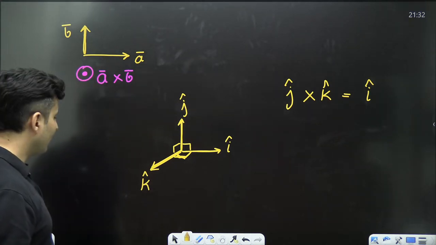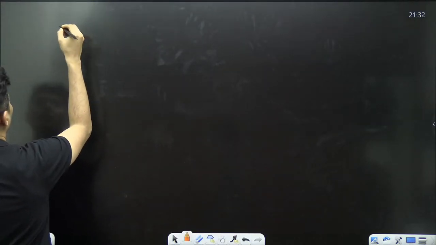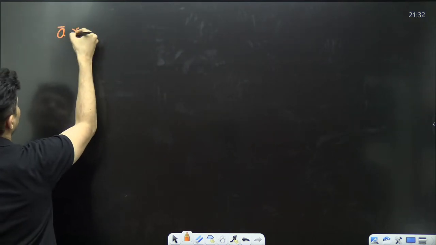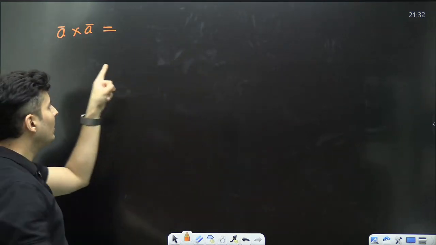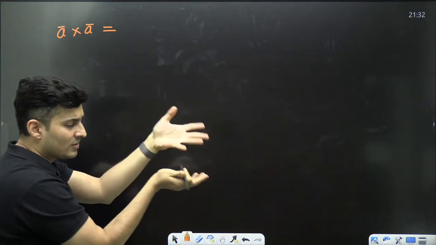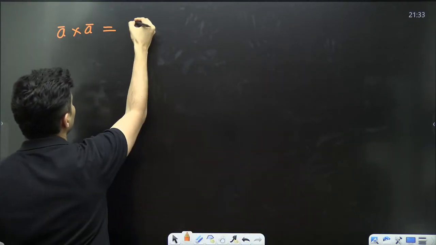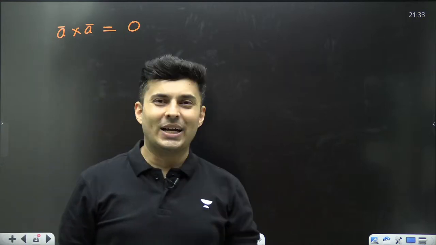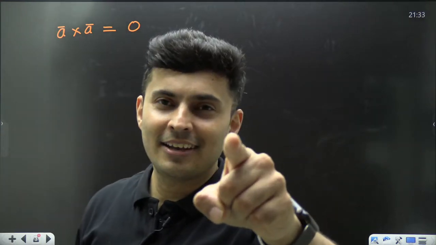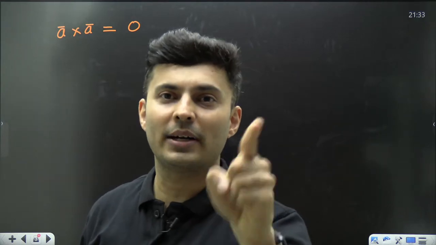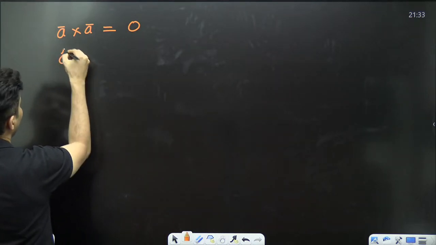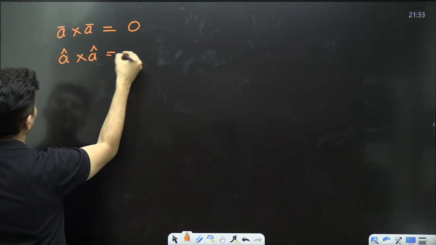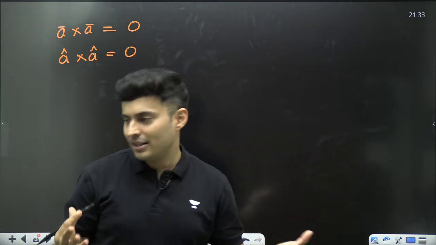Now, if I give you certain things like this, what will be A cross A? It will be A into the angle between them, which is 0, so sine 0, which is 0. The answer will be 0. But do you remember what A dot A was? A dot A was A square. The dot product was A square, but the cross product was 0. What do you think A hat cross A hat will be? That will also be 0, because sine 0 is 0.